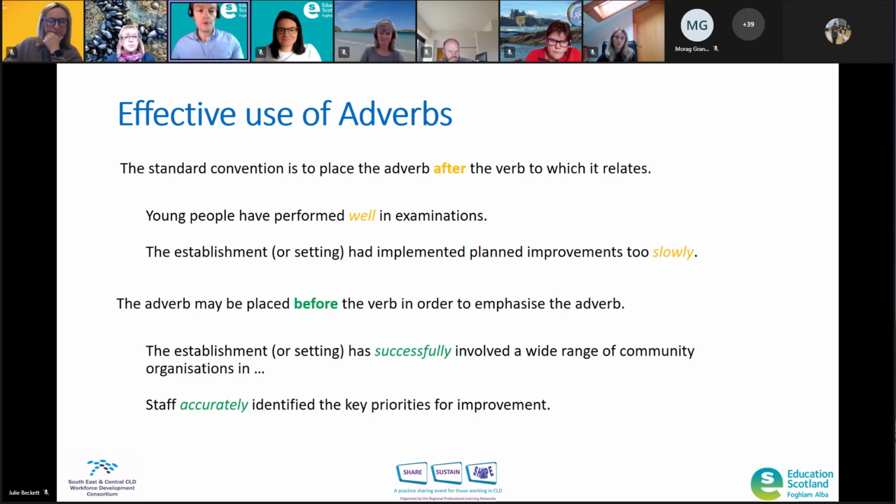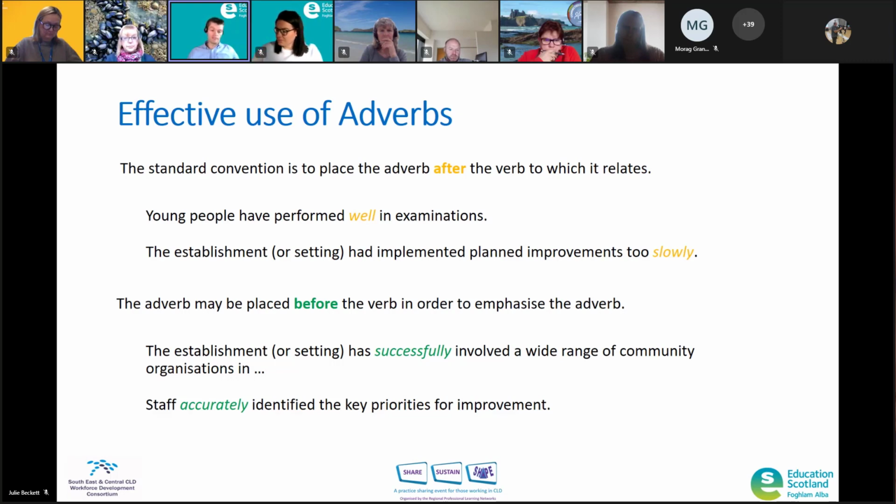If you look at, for example, a way those words might be used, if you look at the first statement, young people have performed well in examinations. This is something that would be used in a school context. It highlights how they've performed and why that is important. And then an opposite to that, the establishment or setting had implemented plans improvements too slowly. So it can always be done after the verb, but it can also be done the other way, before the verb, to highlight and emphasise what's been said.